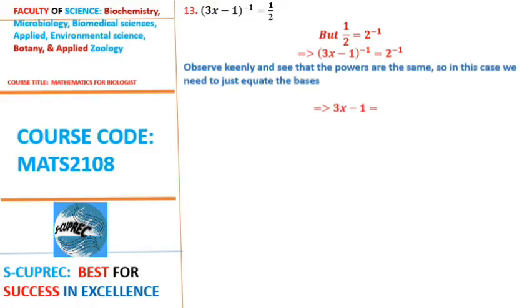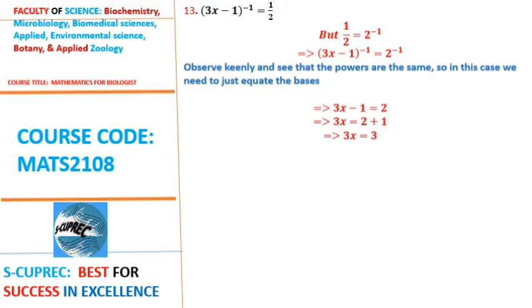So this simply implies that 3x minus 1 equals 2, and this is a linear equation. Anything that does not contain x, we send it to the other side of the equation. And when something is crossing an equality sign, the sign has to change. If this negative 1 is crossing, it becomes positive. Okay, so 3x equals 3. 2 plus 1 is 3.